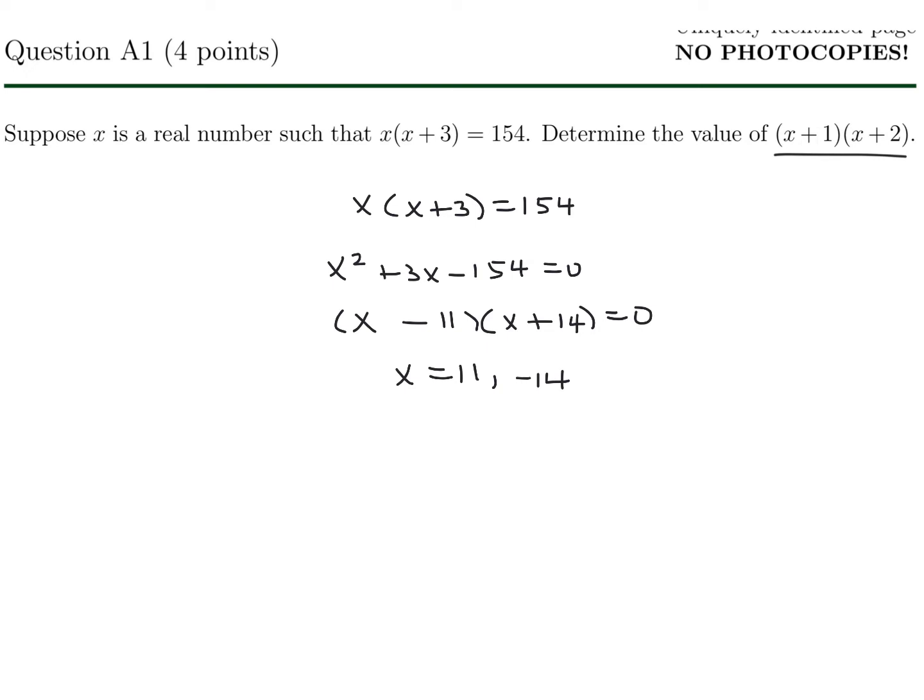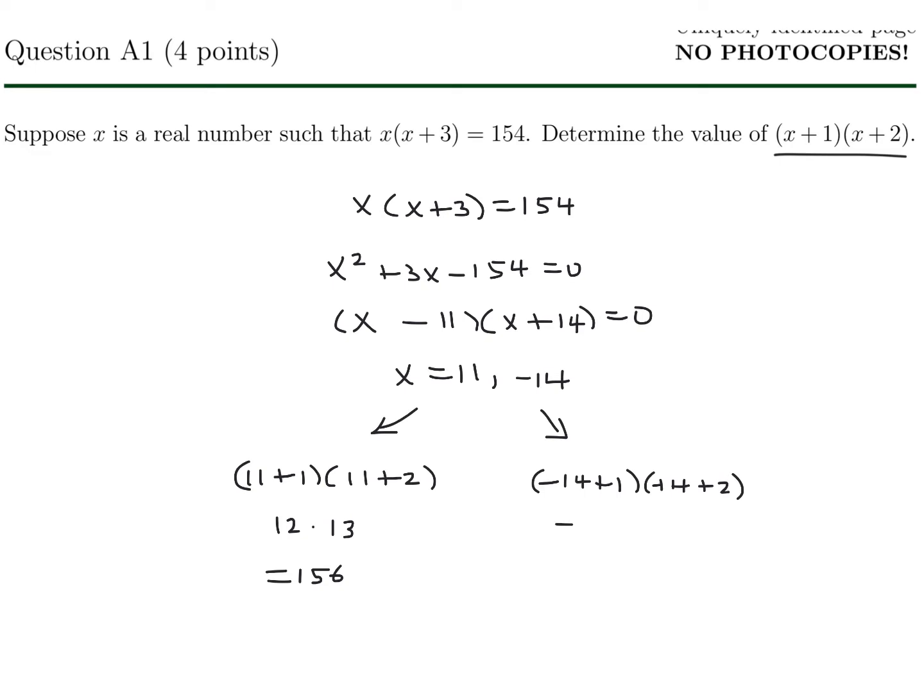If it's 11, it would be 11 plus 1 times 11 plus 2, which is 12 times 13, which is 156. If it's negative 14, it would be negative 14 plus 1 times negative 14 plus 2, which is negative 13 times negative 12, which is also 156. So I guess either way, the answer is 156.